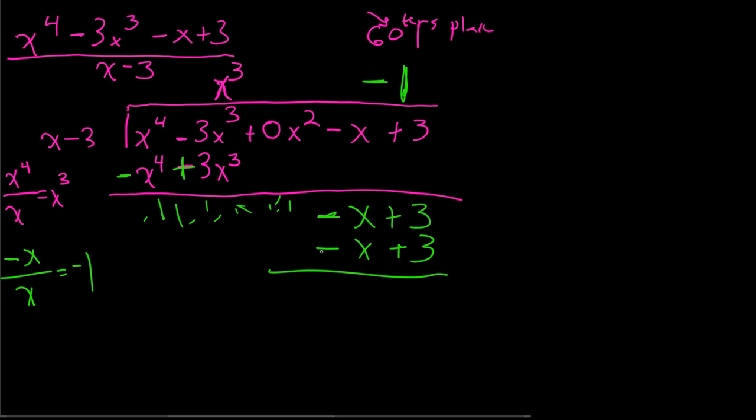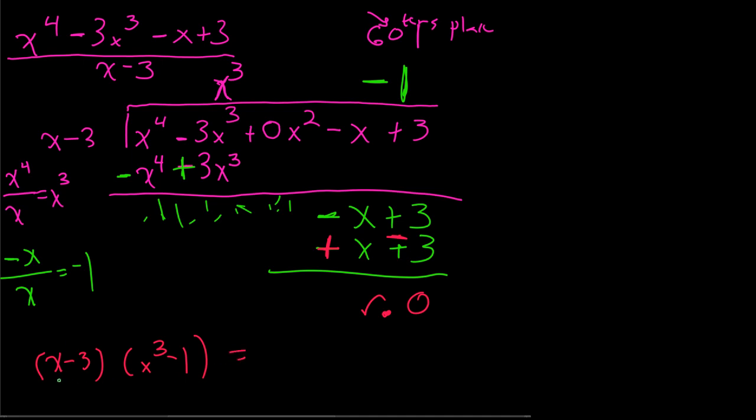There we go. So I change my signs. These cancel out, and these cancel out. I have a remainder of 0. And so in this case, x minus 3 gives me the answer of x cubed minus 1.